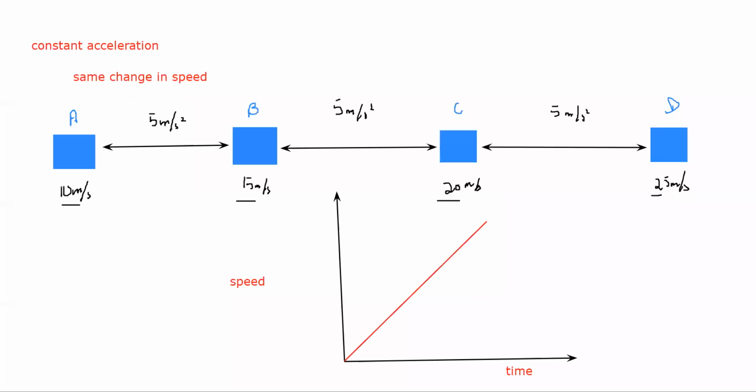Then take the screenshot for this. This is for constant acceleration, which means the same change in speed. Yes, in other words, you can say speed is increasing, but at a constant rate. That's correct, Afif.